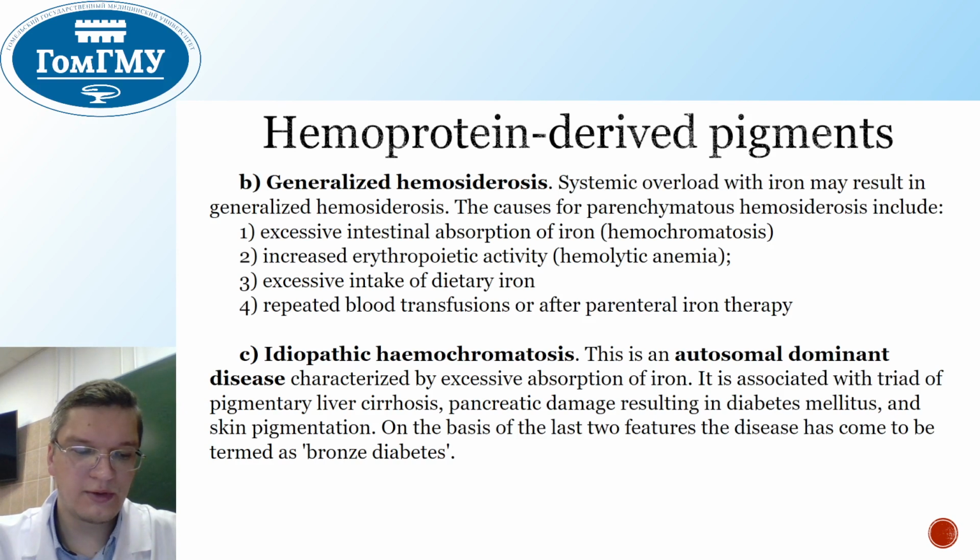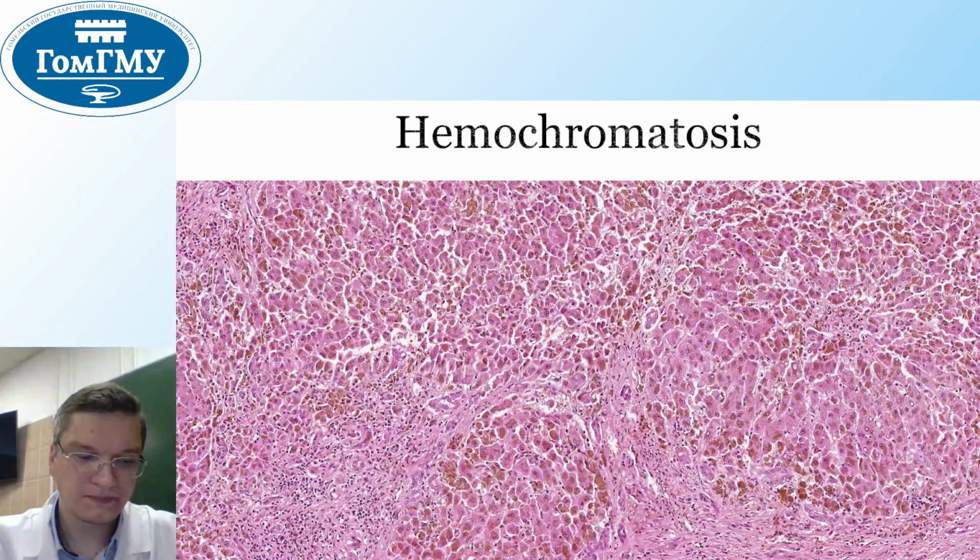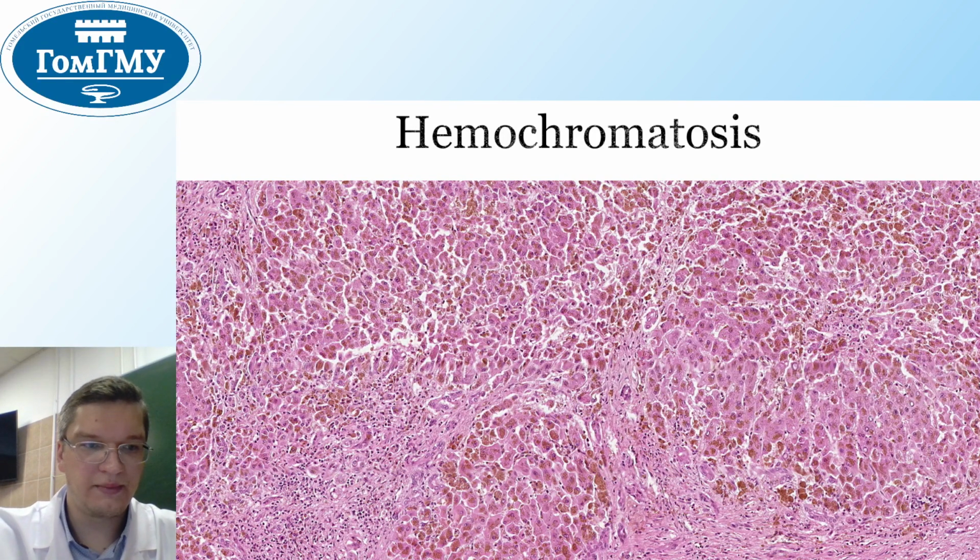When we talk about reticuloendothelial deposition of hemosiderin, it occurs usually following repeated blood transfusions or after parenteral iron therapy. Idiopathic hemochromatosis is an autosomal dominant disease characterized by excessive absorption of iron. It is associated with a triad of pigmentary liver cirrhosis, pancreatic damage resulting in diabetes mellitus, and skin pigmentation. On the basis of the last two features, the disease has come to be termed bronze diabetes.